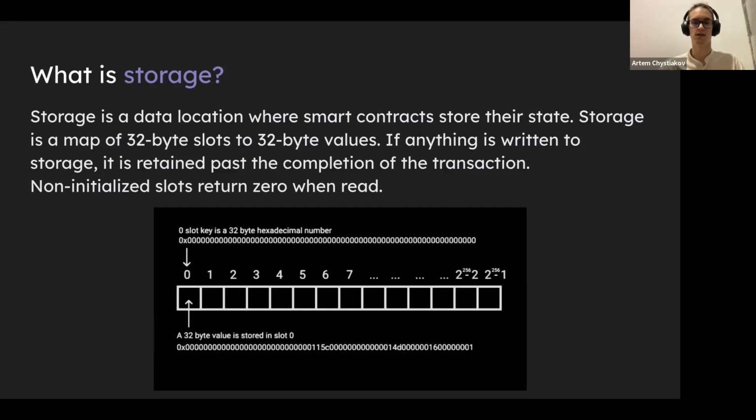These are variables that are used in a global scope of the contract. We'll have an example after each definition, so just bear with me a bit. And how storage works: basically, it is a map. The key is a 32-byte number, and the value is the value that is stored under this key.